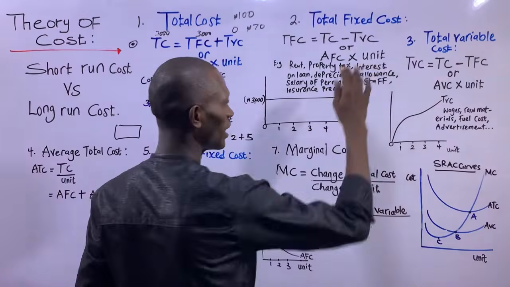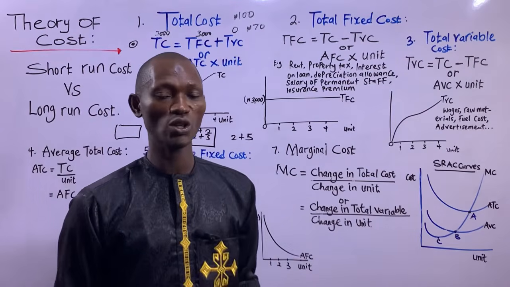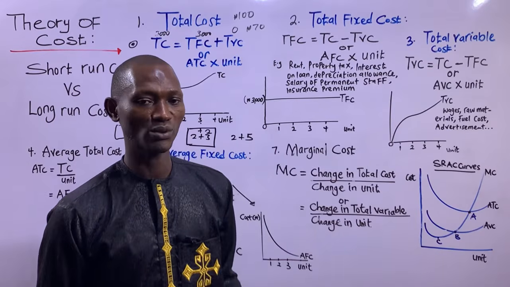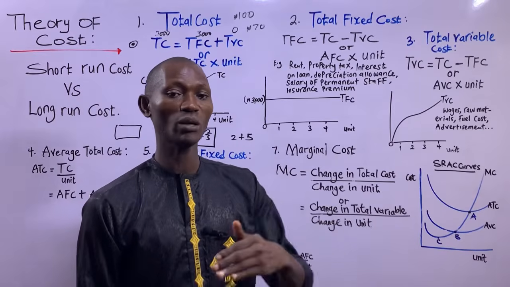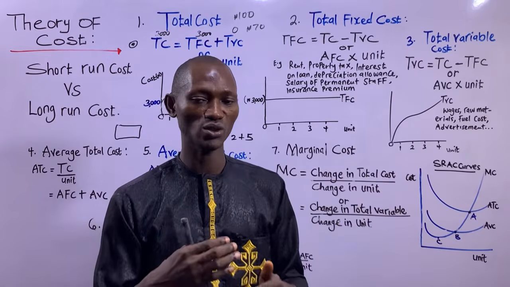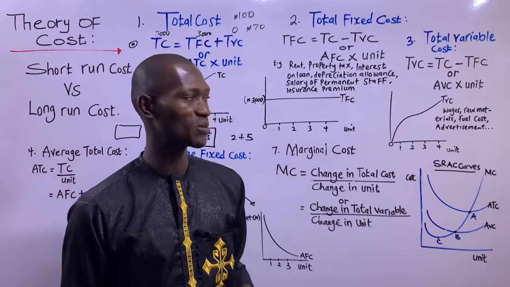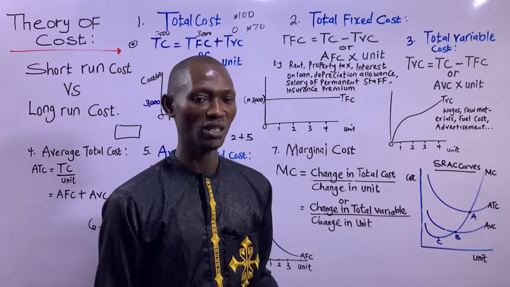So total variable cost now. From the word variable cost, there are those costs that vary with the level of output. That means they change with the change in the level of output. So when you are producing more output, you tend to spend more total variable cost. And when you are producing less output, you tend to incur less total variable cost.